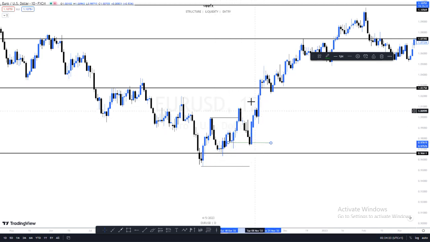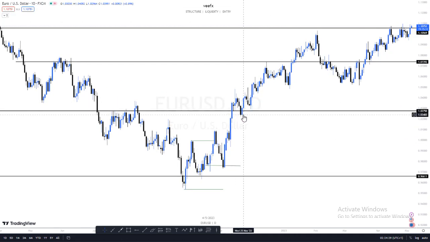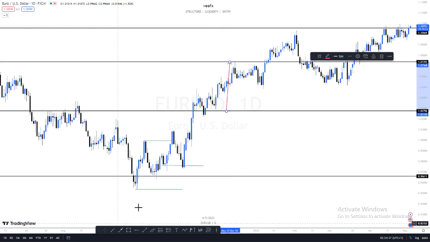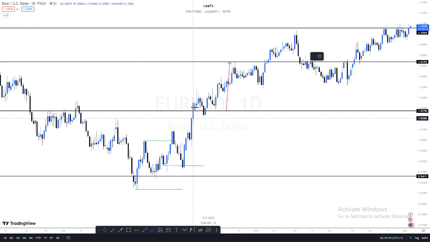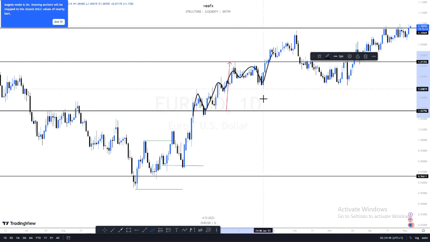Then another higher high, taking us back to this major swing point, breaking it, creating another series of lower high, lower low. Now from here to this point, you can see the market was still creating series of higher high, higher low, higher high, higher low, higher high, higher low, higher high. Now you need to understand something.